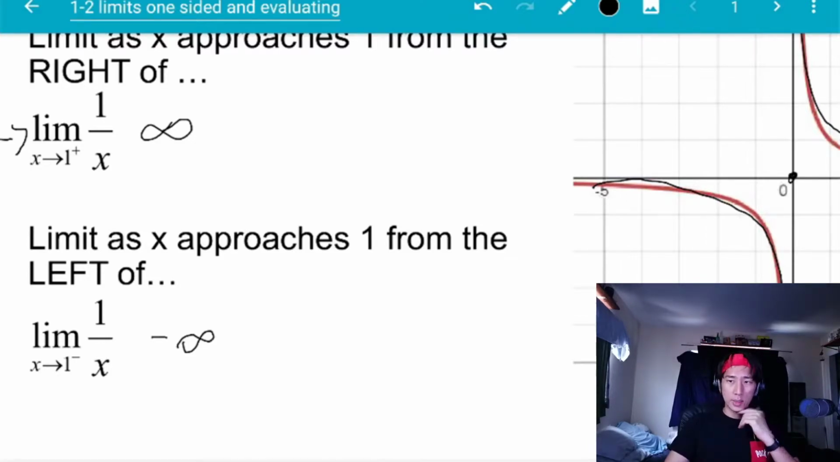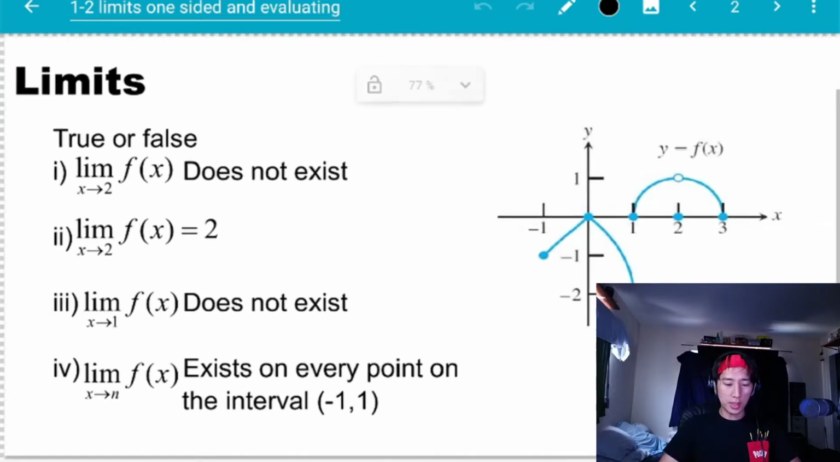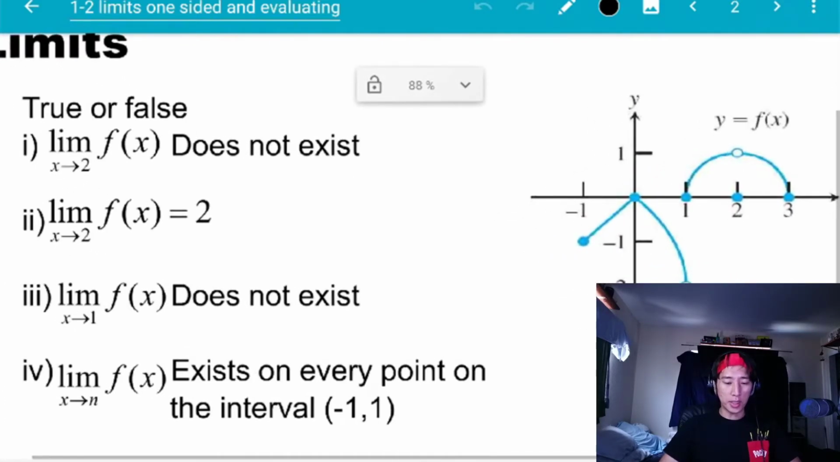Okay. It's pretty easy, but there are a lot of little things with it, so that's why I figured we'd do a lot of practice on it. So for now, here's what I want you to do. Let's just do true or false really quickly.